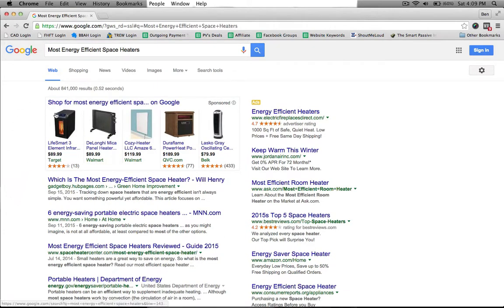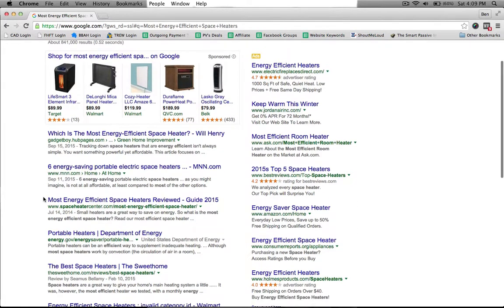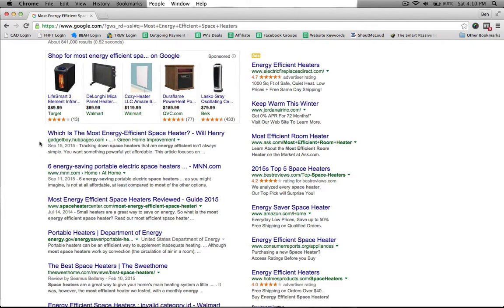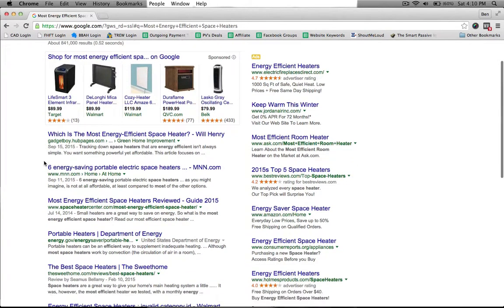Okay. Now, if you look here at the results, we've gotten away from Walmart and Lowe's and Target and Consumer Reports and all those really big dog websites. And now we're talking about some smaller things. Gadget Boy, Hub Pages, here's a review on 6 energy saving space heaters. This website here is probably a lot like the one that you and I would build, to sell products online.